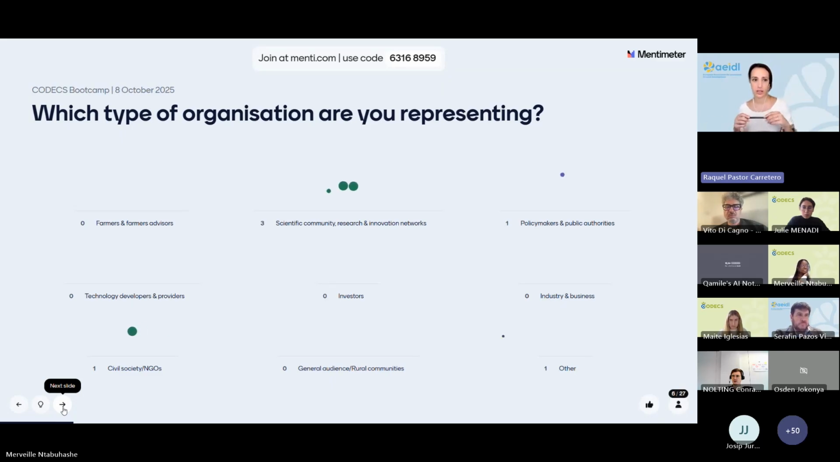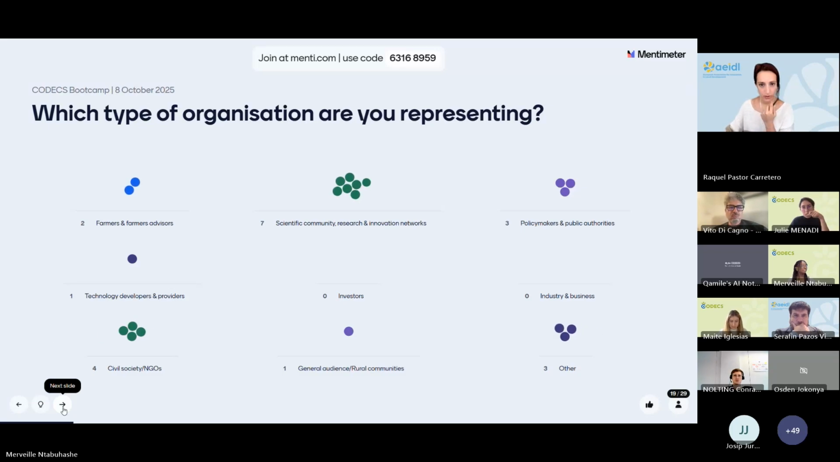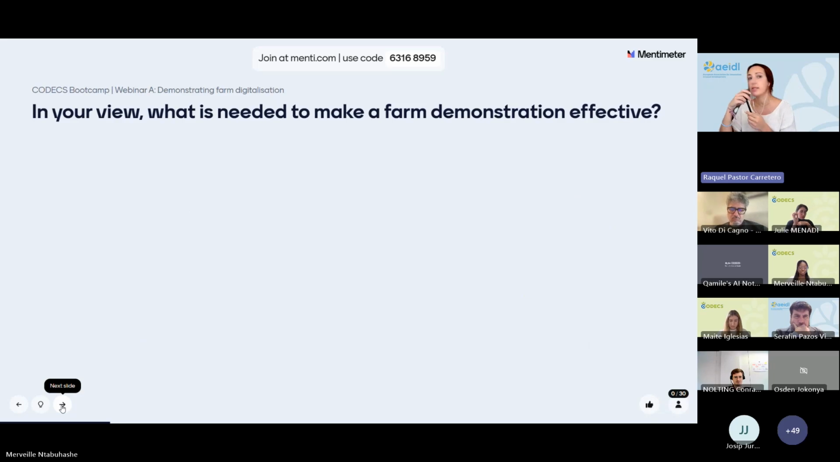Which type of organization are you representing? This is a description question. We have scientific community, research and innovation networks, civil society, and others. Next question is related to, in your view, what is needed to make a farm demonstration effective? This is an open question. You can include your response.